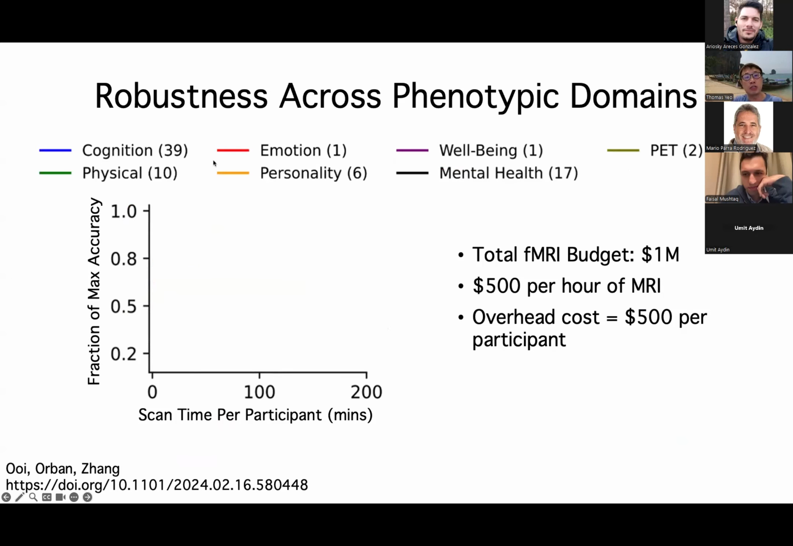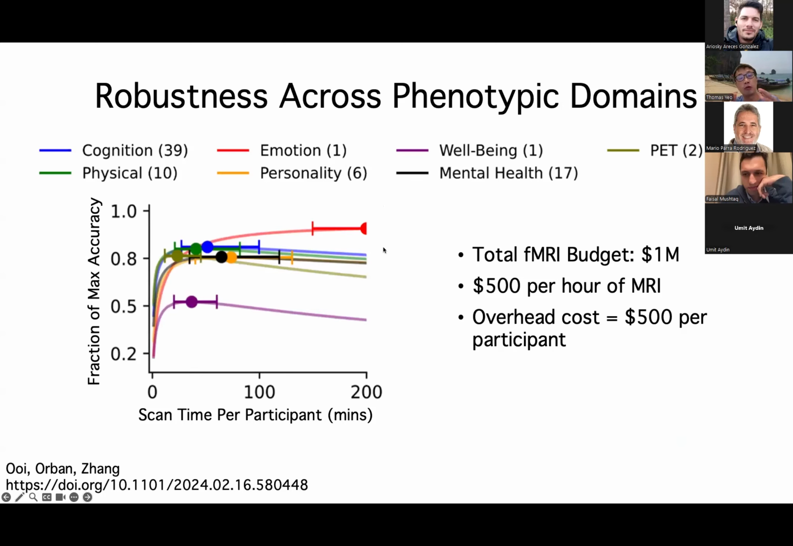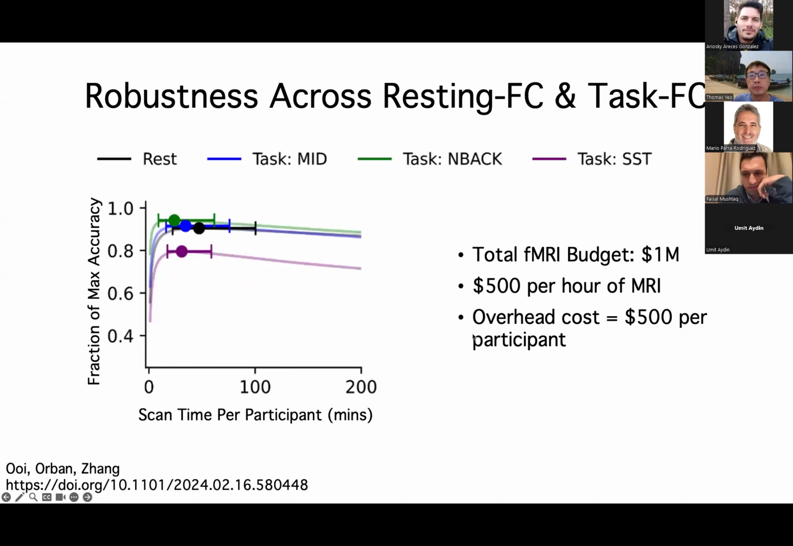We can repeat with different phenotypes. Here are 7 phenotypic domains. The brackets show the number of phenotypes in the domain. So cognition has 39 phenotypes, while emotion has 1 phenotype. Again, we see that the optimal scan time ranges are highly overlapping across phenotypic domains. The emotion domain is an outlier, but there's only 1 phenotype in that domain, so I don't think we should overinterpret this.